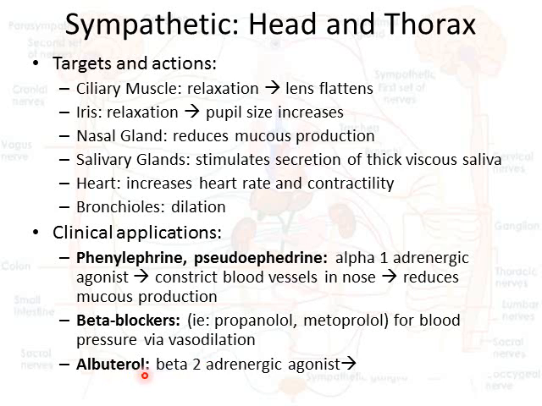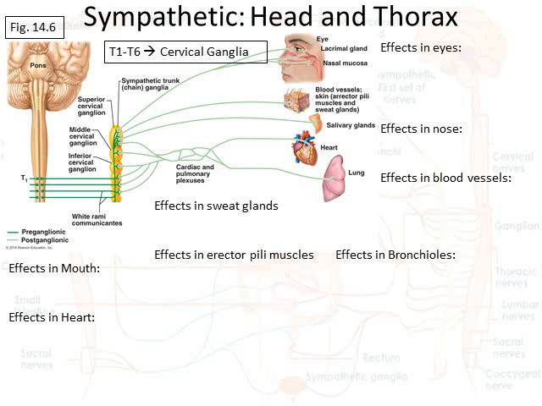Albuterol is a very common asthma medication. It works by being an agonist to beta-2 adrenergic receptors, meaning it activates the sympathetic nervous system response in the bronchioles of the lungs, and so we get dilation of the bronchioles. This is obviously what we want if someone's having an asthma attack, right? So definitely need to know those applications.